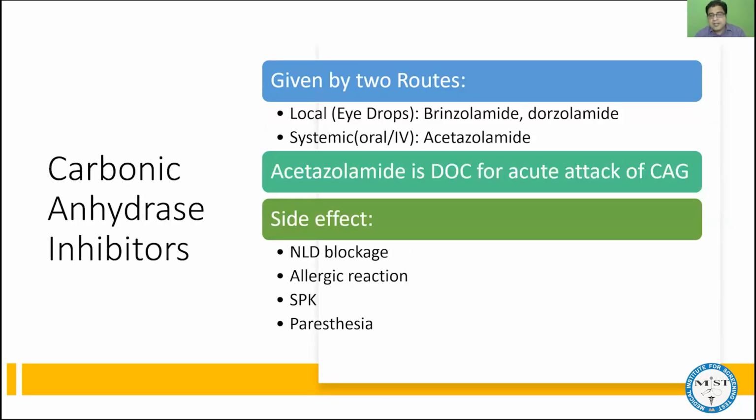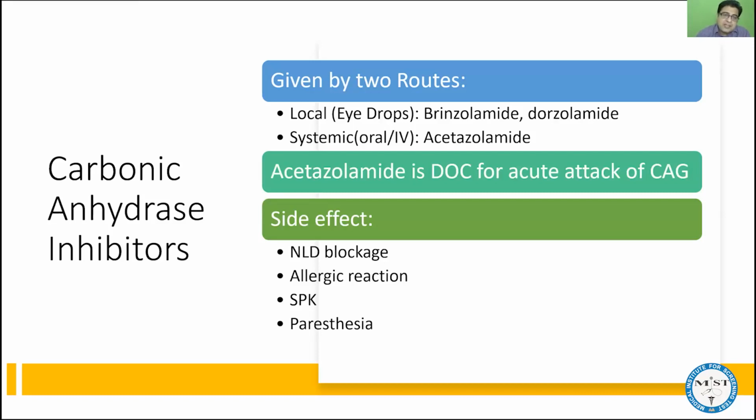Now, if we talk about the next group of medicines, carbonic anhydrase inhibitors, again given by two routes. Eye drops are brinzolamide and dorzolamide, and the medicine given by the systemic route is acetazolamide, which can be given by oral route or by IV route, right? Now, eye drops are not very efficient medicines. So these medicines are only used when the patient is intolerant to first line drugs like beta blockers. Then only there is a role of anti-glaucoma eye drops.